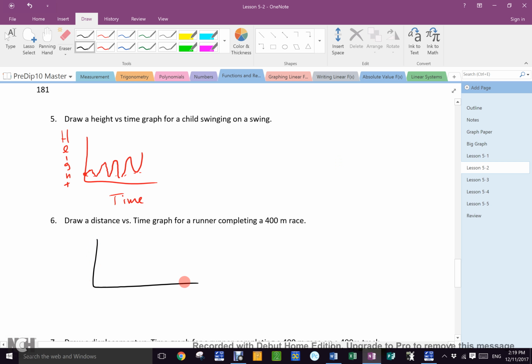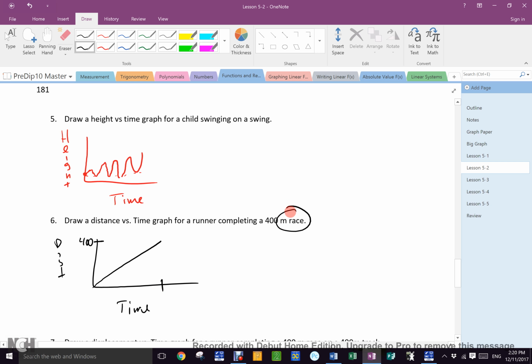Next one. What's down here? Time. What's here? Distance. What's the graph look like? It goes up. Up, and only up. It stops for a bit because they gave up. It never comes back down. Why? Because you can't go backwards in distance traveled. Because they traveled 400 meters in a certain amount of time.